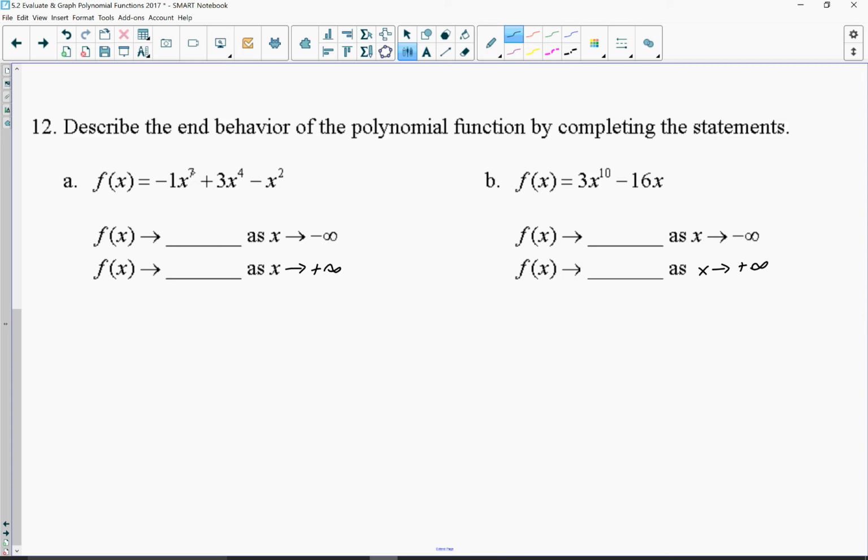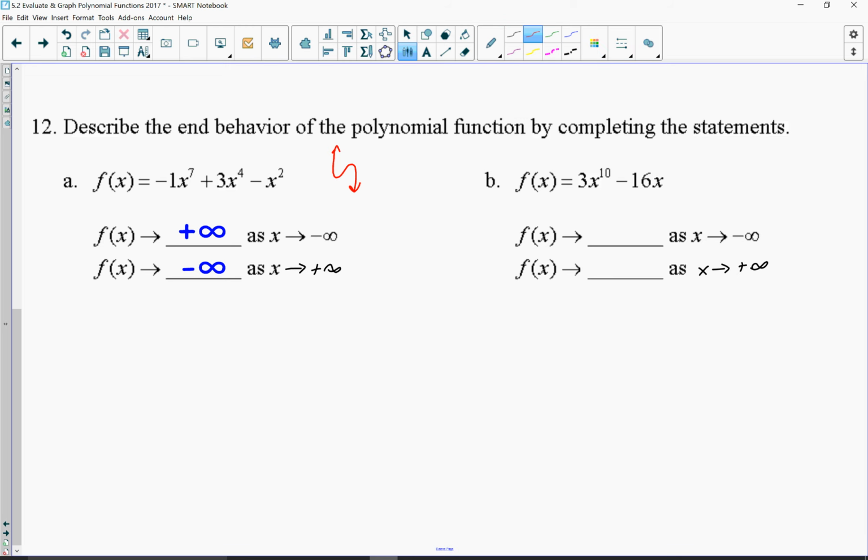So A, we have an odd degree with a negative lead coefficient. We have to be able to tell that our graph would then look something like this. It's not a perfect graph by any means, but that's the general shape, and that's all we really need. So describe the end behavior. If that's our graph, as we continue to move left on that graph, where is that graph going? It's continuing to go up. So we would have positive infinity as x approaches negative infinity. And if we were to continue to move to the right, that graph would continue to go down. So that's negative infinity as x approaches positive infinity.